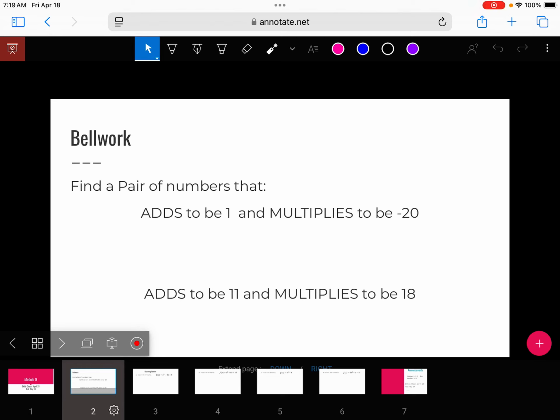Right, let's talk through this. This is not anything new or anything recent, but it is stuff we've done before frequently. So we want to see if we can find a pair of numbers that adds to be 1 and multiplies to be negative 20.